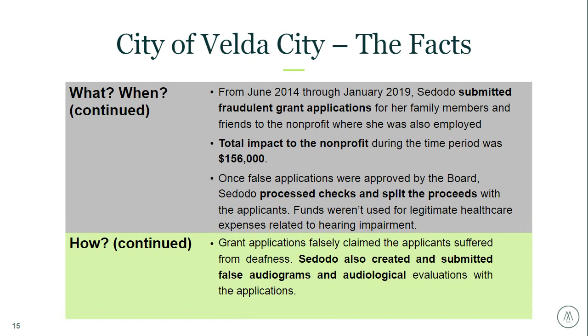Now, the crazy thing is the story doesn't end there with the city. I mentioned previously that Veneta also worked in an important finance role part-time for a local nonprofit as well. So you can see where this might be going. Her fraud was a bit more elaborate at the nonprofit as she submitted fraudulent grant applications to the nonprofit for her family members and friends. And those applications fraudulently, of course, claimed that the applicants suffered from being hearing impaired. And she even went the extra mile to create false audiograms and evaluations within the applications.